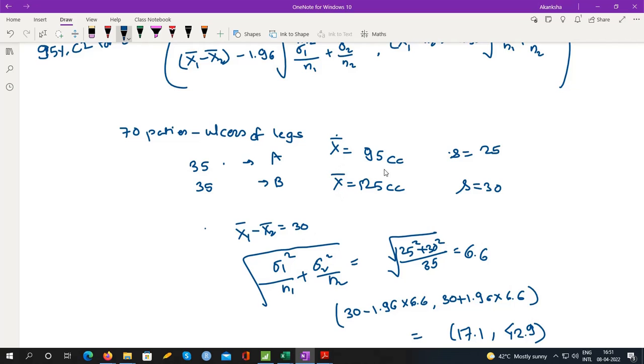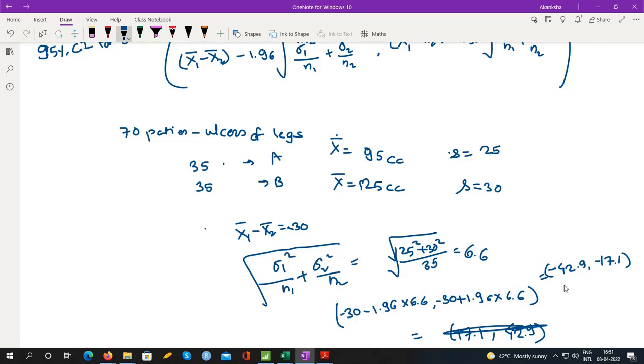See, x1 bar minus x2 bar is 95 minus 125. So it should be minus 30, not plus 30. Correct? Because that changes my conclusion completely. If I change the sign, my conclusion would become opposite. So this is minus 30. So my interval actually becomes minus 42.9 to minus 17.1.